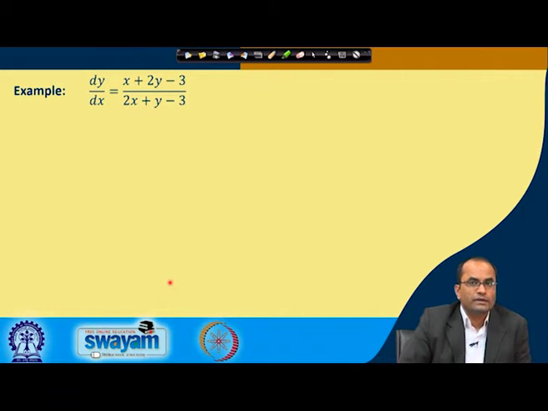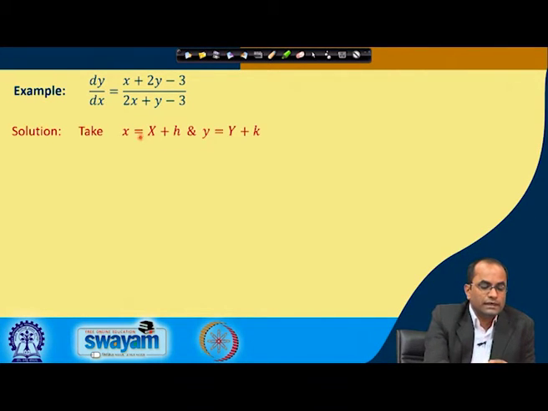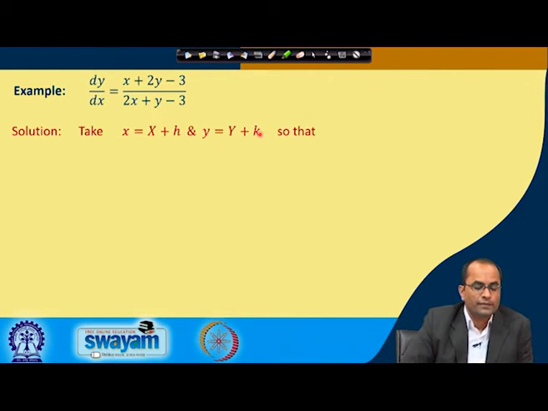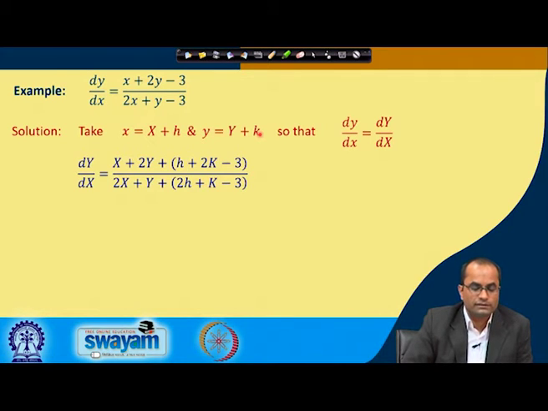So, let us do one example, the last one for today's lecture. So, here we assume x is equal to X plus h and y is equal to Y plus k, and substitute in the equation as discussed before.